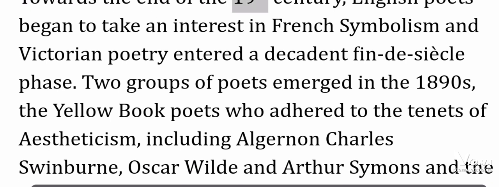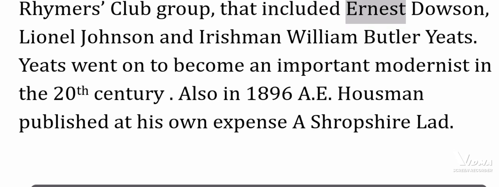Towards the end of the 19th century, English poets began to take an interest in French symbolism, and Victorian poetry entered a decadent fin de siècle phase. Two groups of poets emerged in the 1890s: the Yellow Book poets, who adhered to the tenets of aestheticism, including Algernon Charles Swinburne, Oscar Wilde and Arthur Symons, and the Rhymers Club group, that included Ernest Dowson, Lionel Johnson, and Irishman William Butler Yeats. Yeats went on to become an important modernist in the 20th century.